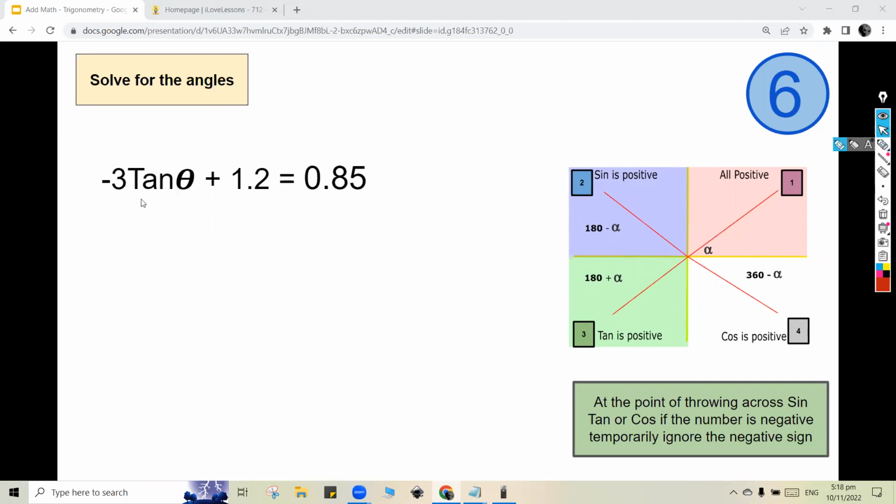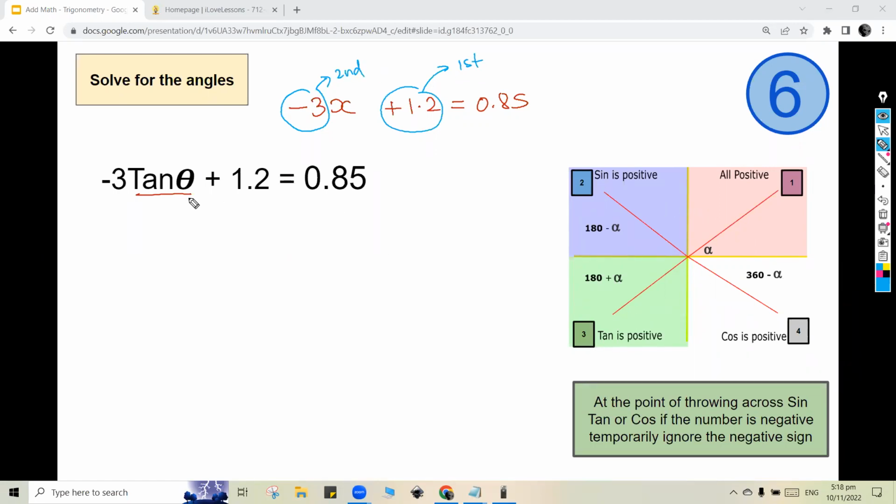Don't let the tan theta get to you. If I wrote this like this, -3x plus 1.2 is equal to 0.85. Like I throw away the word tan theta and replace it with x. In a normal math class, you would have to throw across him first. Some people said -3 first, right? You would actually throw across what? The positive 1.2 first. And then afterwards, you would throw across the -3. So he would be first and he would be what?